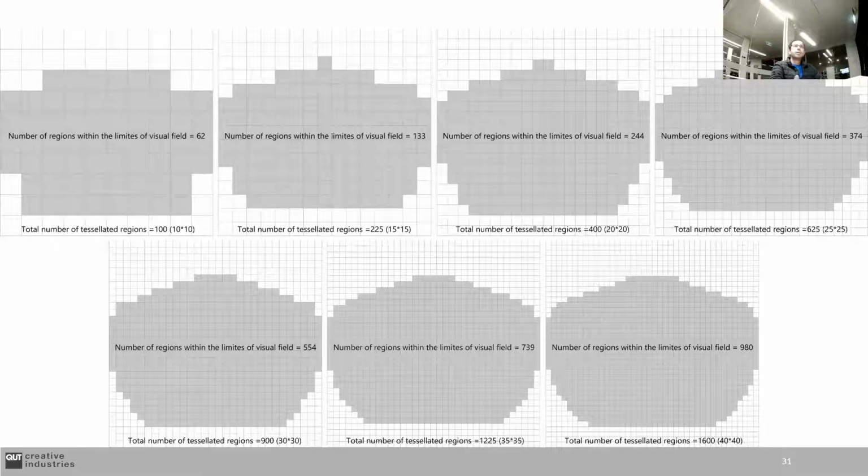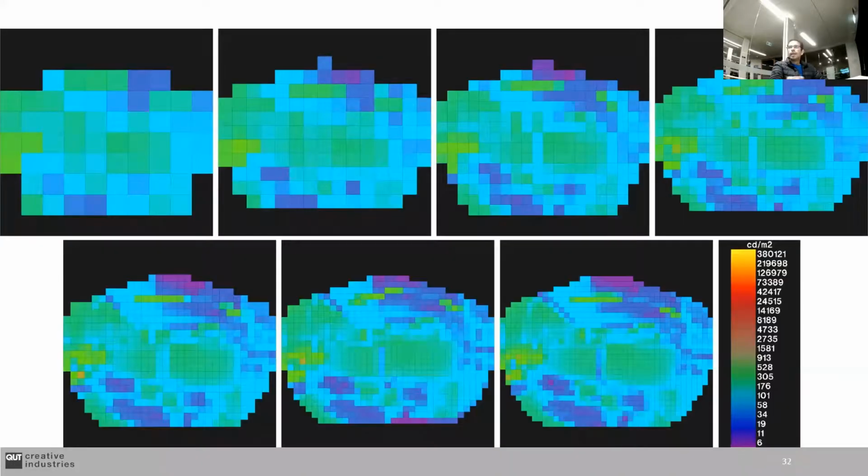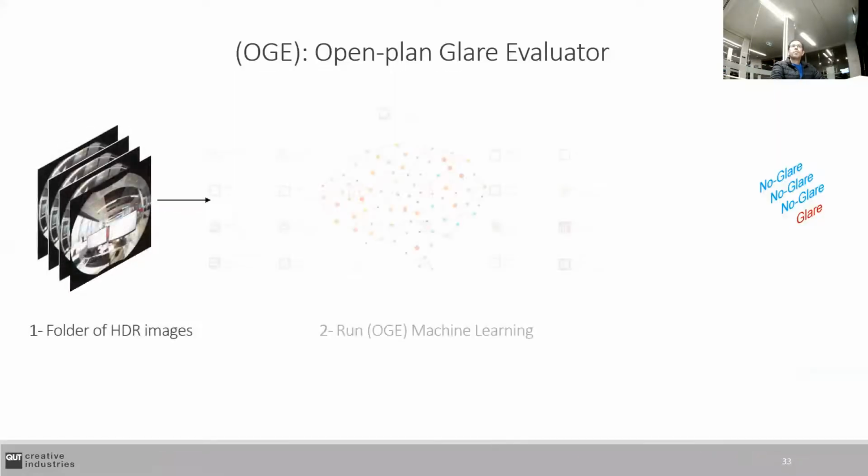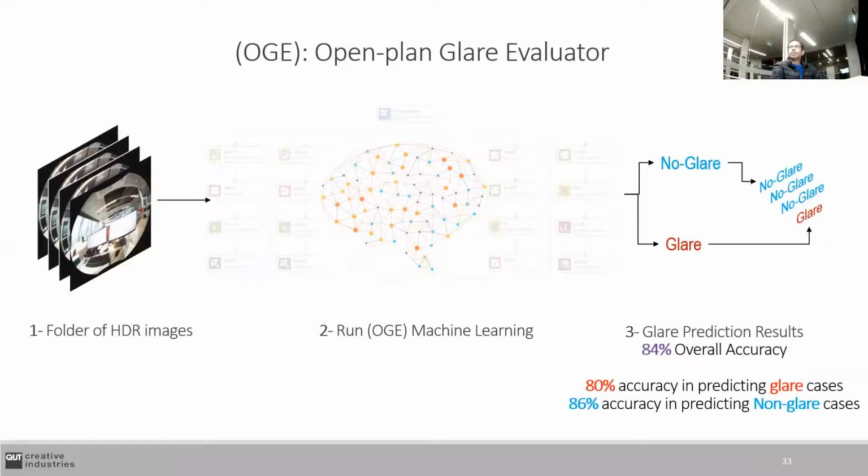the multi-region methods. So here is a multi-region method. We explored the performance of 7 sizes, starting from 10 by 10 until 40 by 40. So we can extract and reevaluate the luminance average of each of these regions. And we use all these images in order to train the model. So we have a folder of HDR images. We allow machine learning to help us predict the glare and non-glare situation with an overall accuracy of 84%, which has a true positive rate of 0.8 and a true negative rate of 0.86.